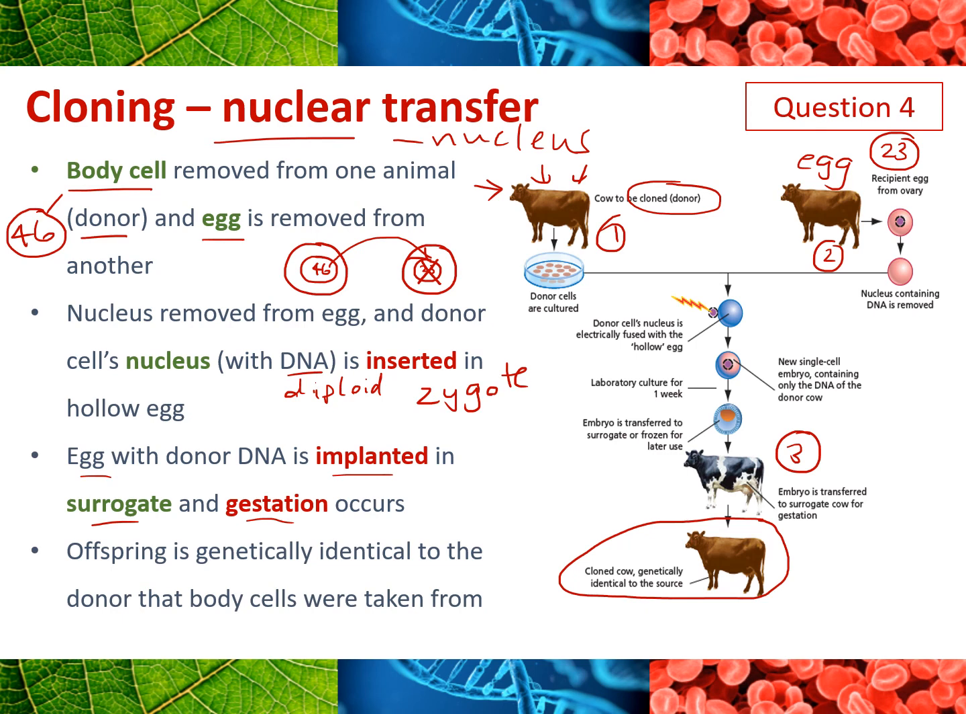And then we'll end up with our offspring, which is genetically identical to this cow up here. It doesn't have any DNA from this cow. It doesn't have any DNA from this cow. All of its DNA came from the body cell taken from that first cow. Okay, it's a pretty cool process when you think about it.